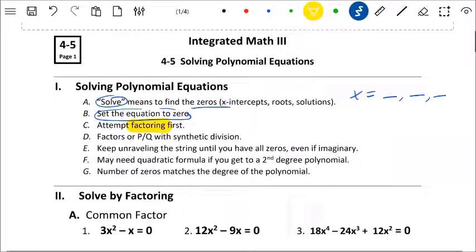Factoring is always the best thing to do first, because it usually will help, because it's easier to do than most of them. And if you can't do that, then you do the P and Q method with synthetic division and get a depressed polynomial and factor that, or use the quadratic formula. And actually, that's what it's saying here. You keep unraveling until you have all the zeros, including imaginary ones, and you might need the quadratic formula with a second degree polynomial. And this is a good important one. The number of zeros matches the degree.